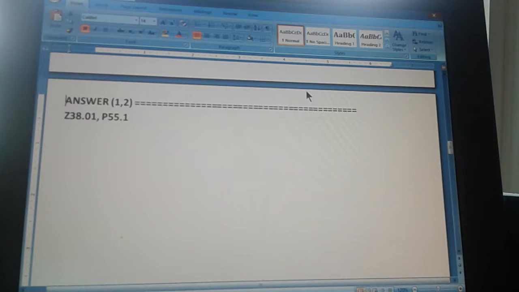Okay, the answer is Z38.01 and P55.1. If you got it, congratulations. This is a difficult coding exercise, but if you got it, you're doing very well. If you didn't get it, don't worry. We will give you a couple of tips.